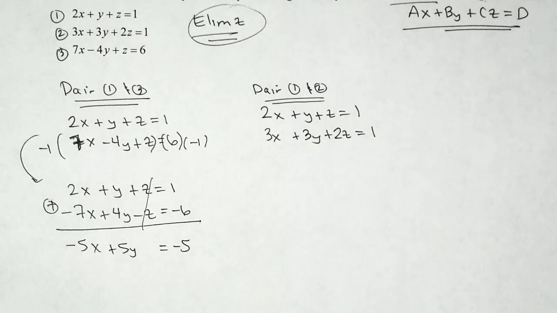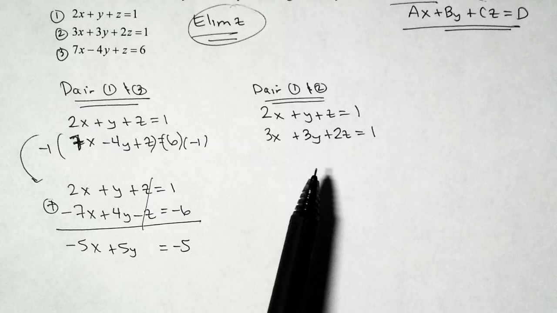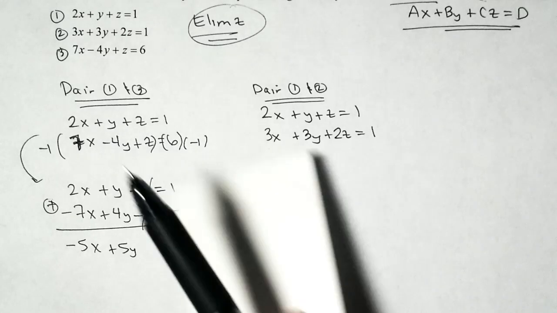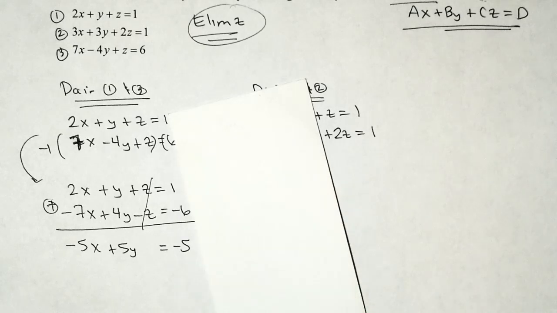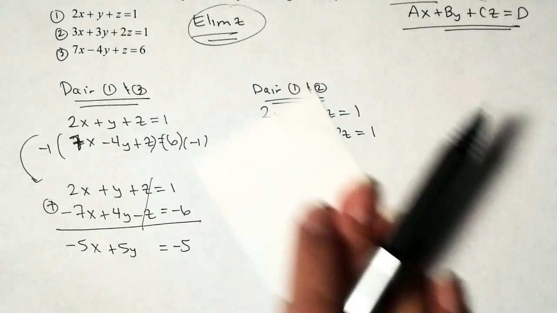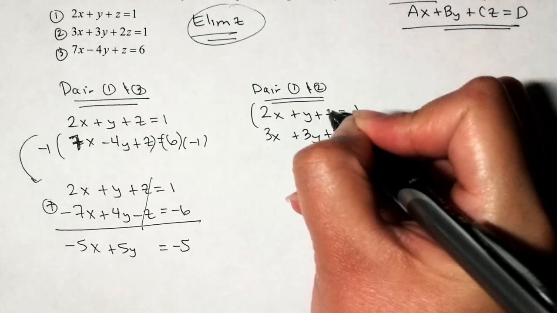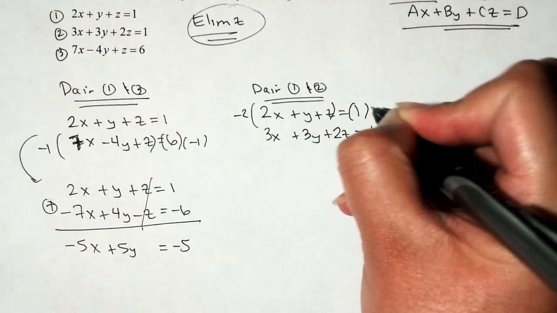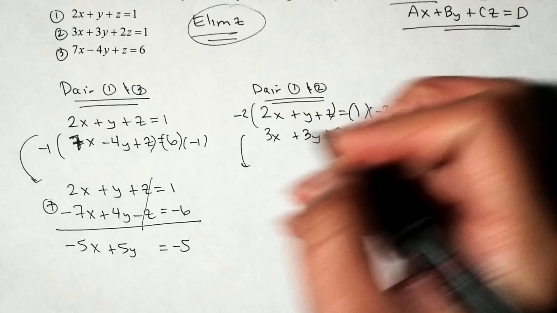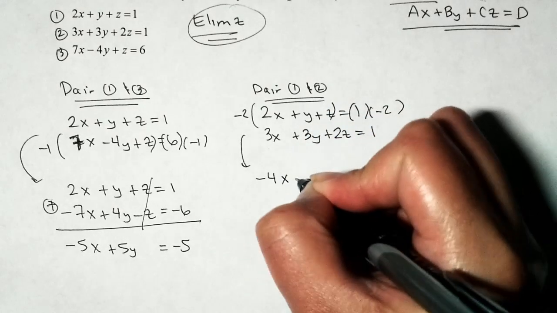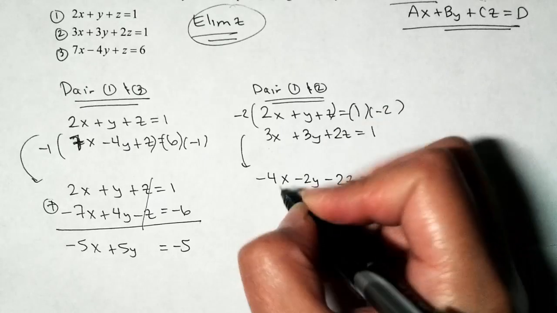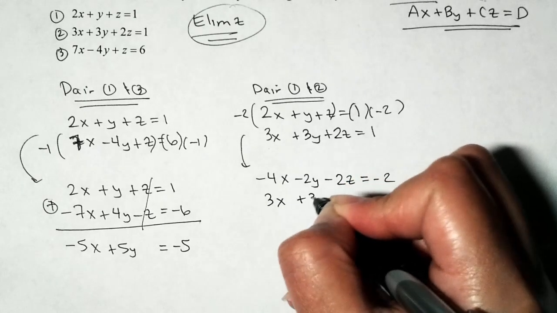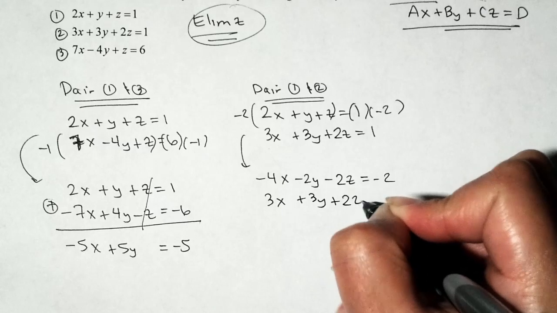So 1 equation down, or 1 pair down, 1 more to go. For the second pair, to eliminate the z, we need a positive 2 and a negative 2. So let's go ahead and multiply the top equation by negative 2. Okay, and when we do that, that will leave us with negative 4x minus 2y minus 2z equals negative 2. And that second equation, or that bottom equation, was perfect as is.